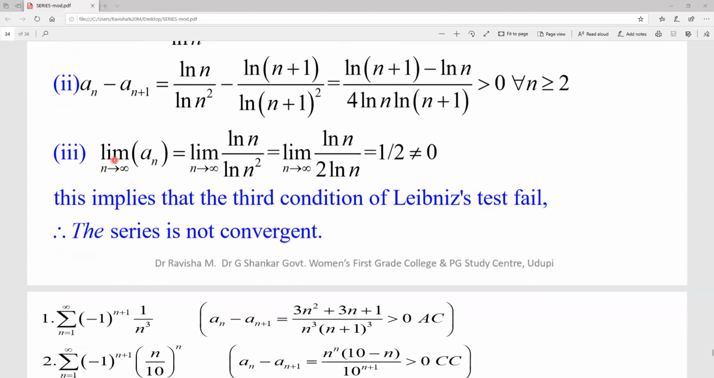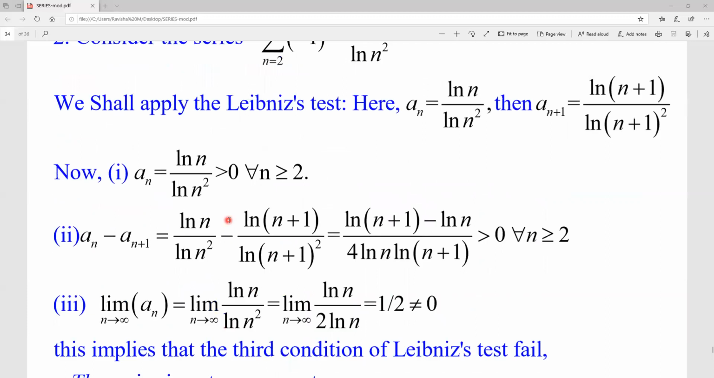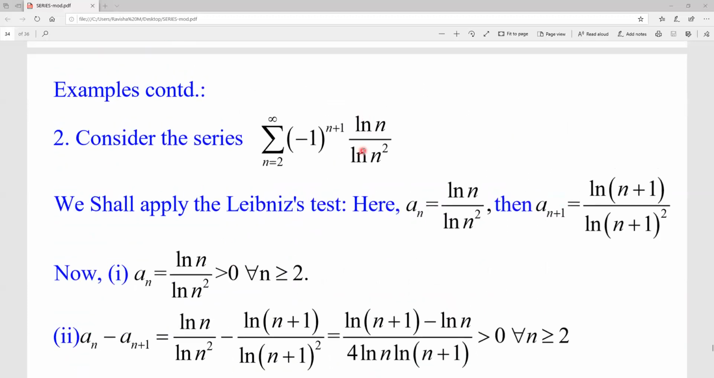So let us verify the third condition of the Leibniz theorem. Let us take the limit as n tends to infinity of a_n. So log n by log n squared, which is log n by 2 log n. Log n gets cancelled here, giving 1 by 2. 1 by 2 is not equal to 0. So the third condition of the Leibniz theorem failed. a_n should always go to 0 when n tends to infinity. This condition is failed. Therefore, the alternating series is not convergent.